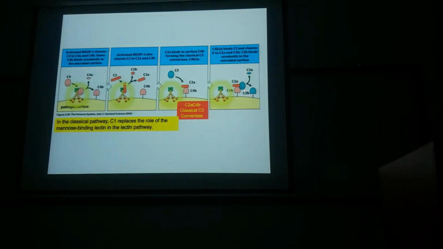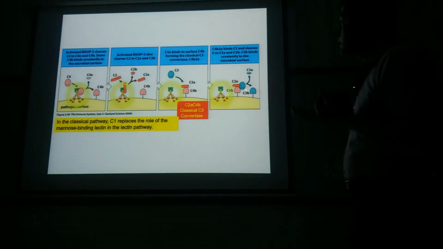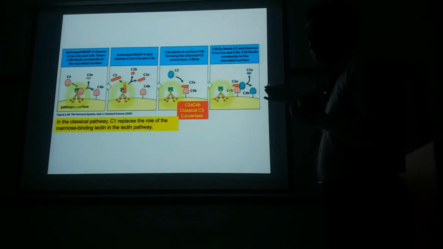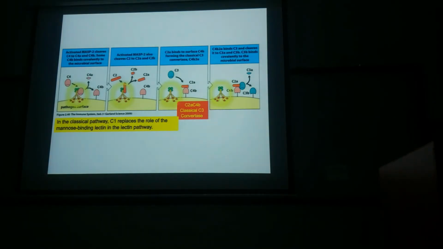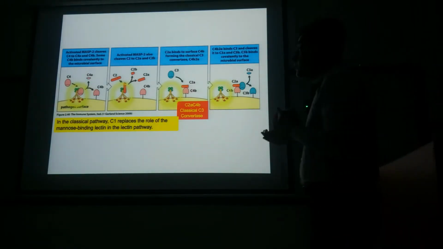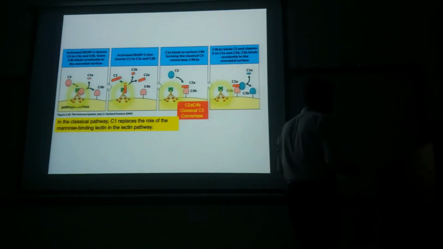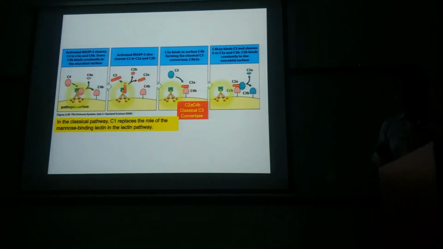Okay, and finally the 3b fixation takes place on the surface of the pathogen, and I told you about the importance of this fixation. Okay, C3b can mark the pathogens for phagocytosis, and C3b can also lead to the formation of the membrane attack complex, as you saw in the alternate pathway. So these are the events that are taking place in the classical or lectin pathway.